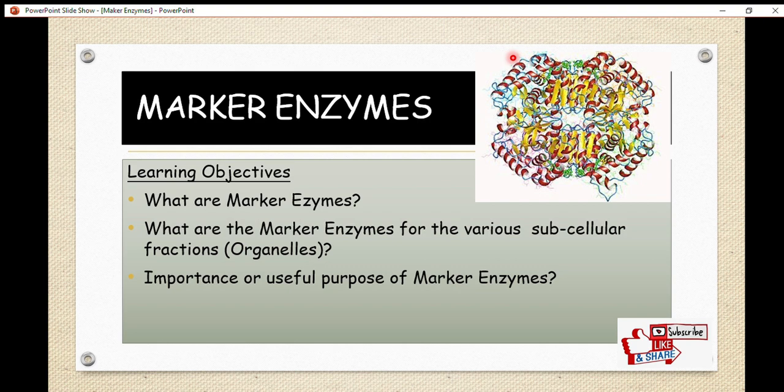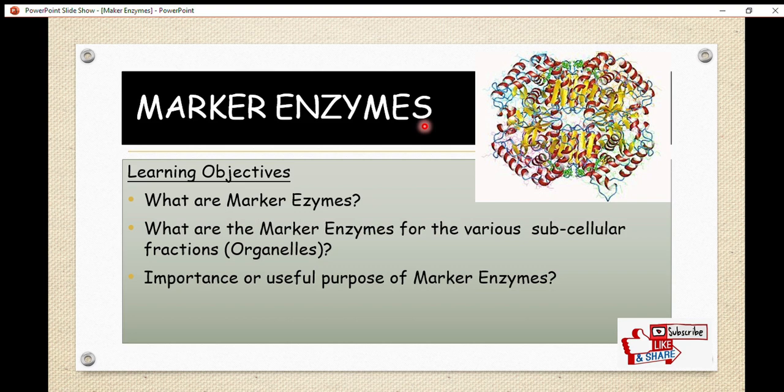All right, you are all welcome back once again to the second lesson in our structures and function course in biochemistry. So today we are going to talk about marker enzymes. That's our next topic after homogenization and cell fractionation.